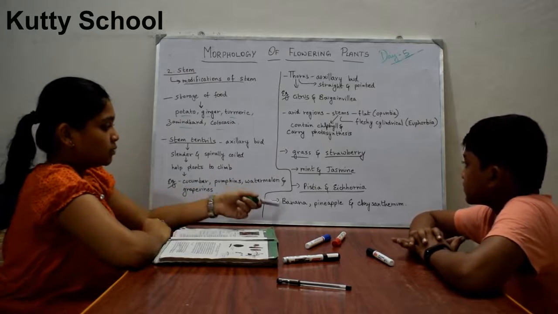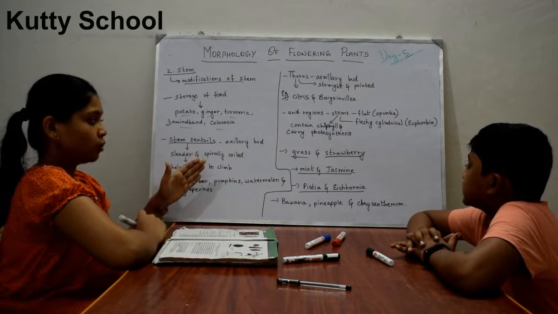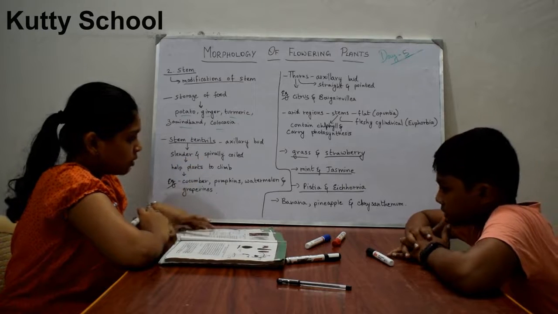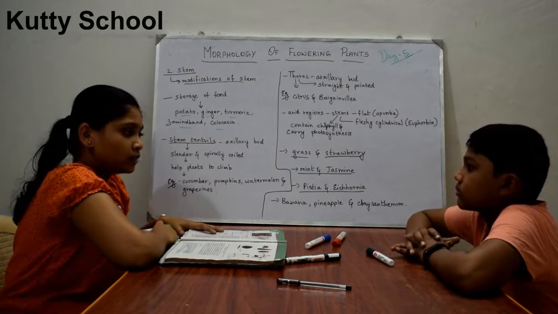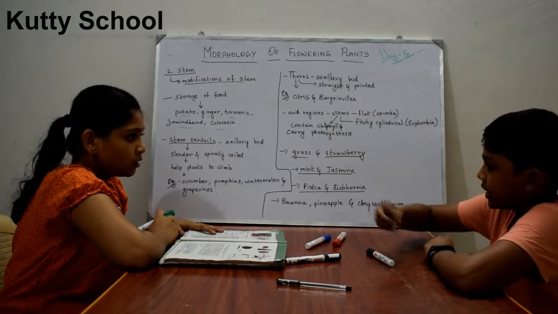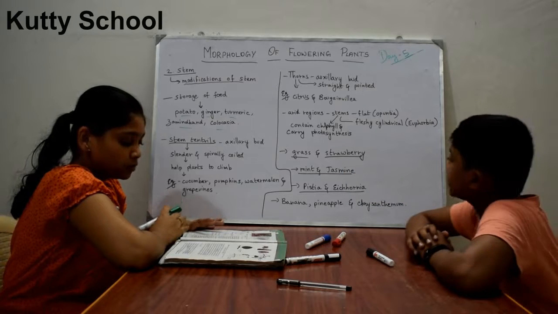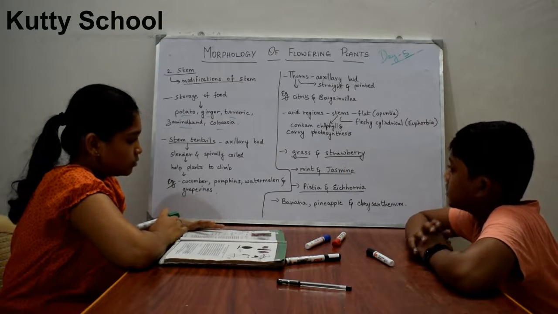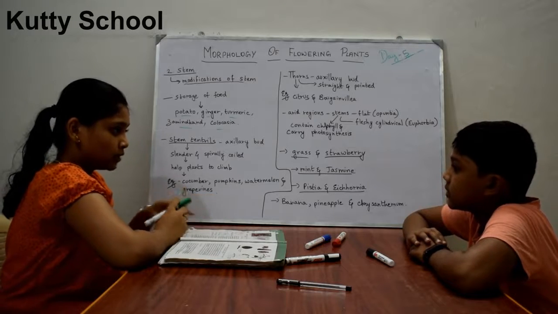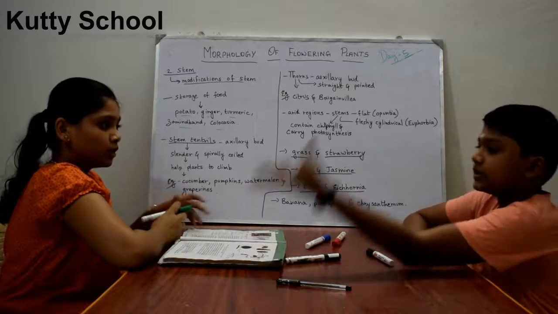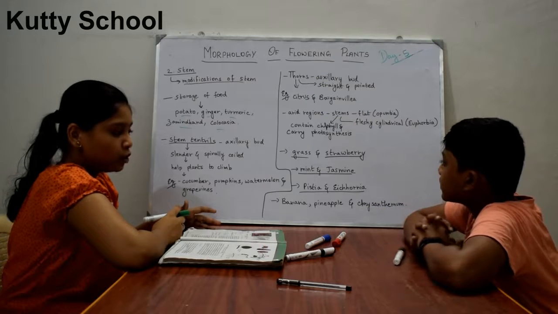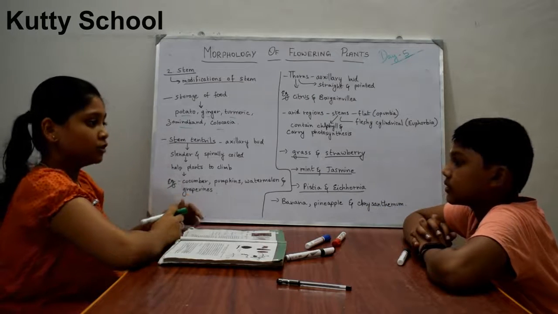Here are some more modifications, and I just wrote the examples. Grass and strawberry are examples of underground stems. Underground stems of some plants such as grasses and strawberry spread to new niches. New niches means new areas. They grow as a new plant, and when the older parts die, new plants are formed from those niches.